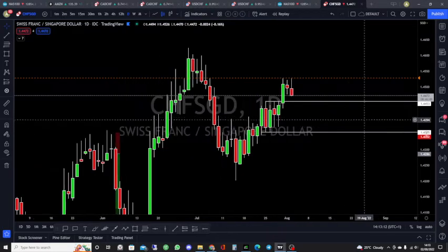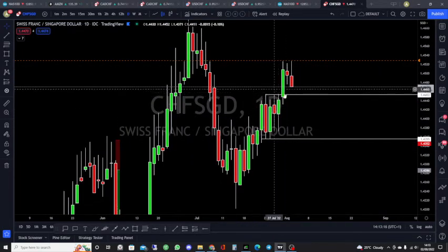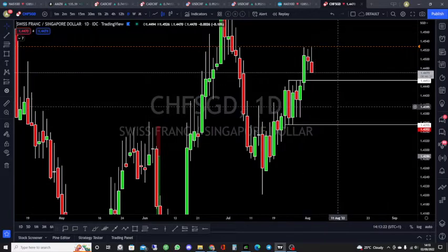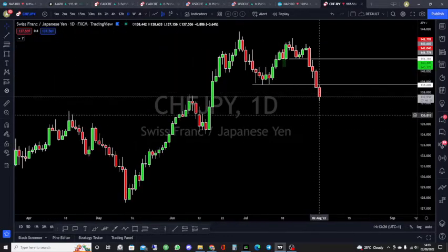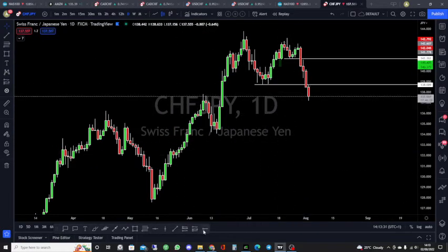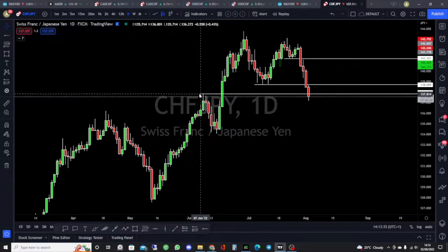Sometimes you can take these down here, but the main ones I want to look for are these ones here. At least we know where to take profit, and if you're swing trading, you don't even need to take partials on this strategy. Swiss franc Singapore as well. See, I was trading this down here before. I was targeting this area down here before as well. I've seen this one for a long time as well.